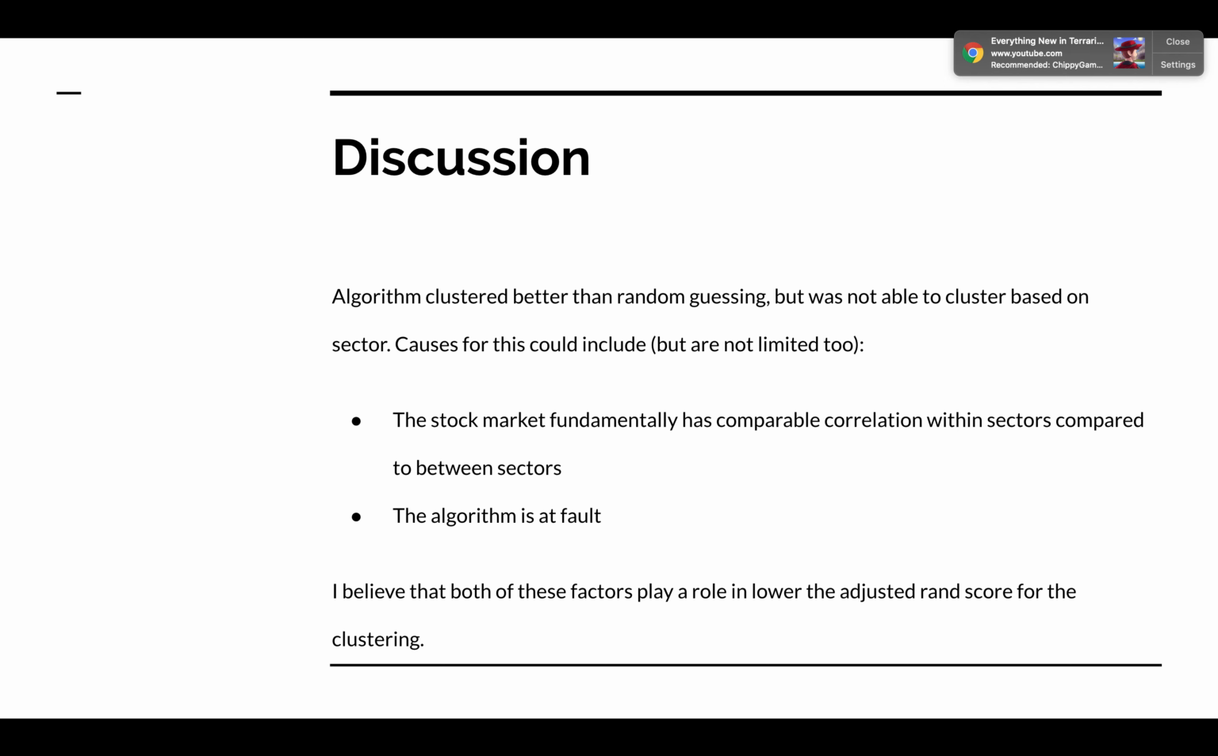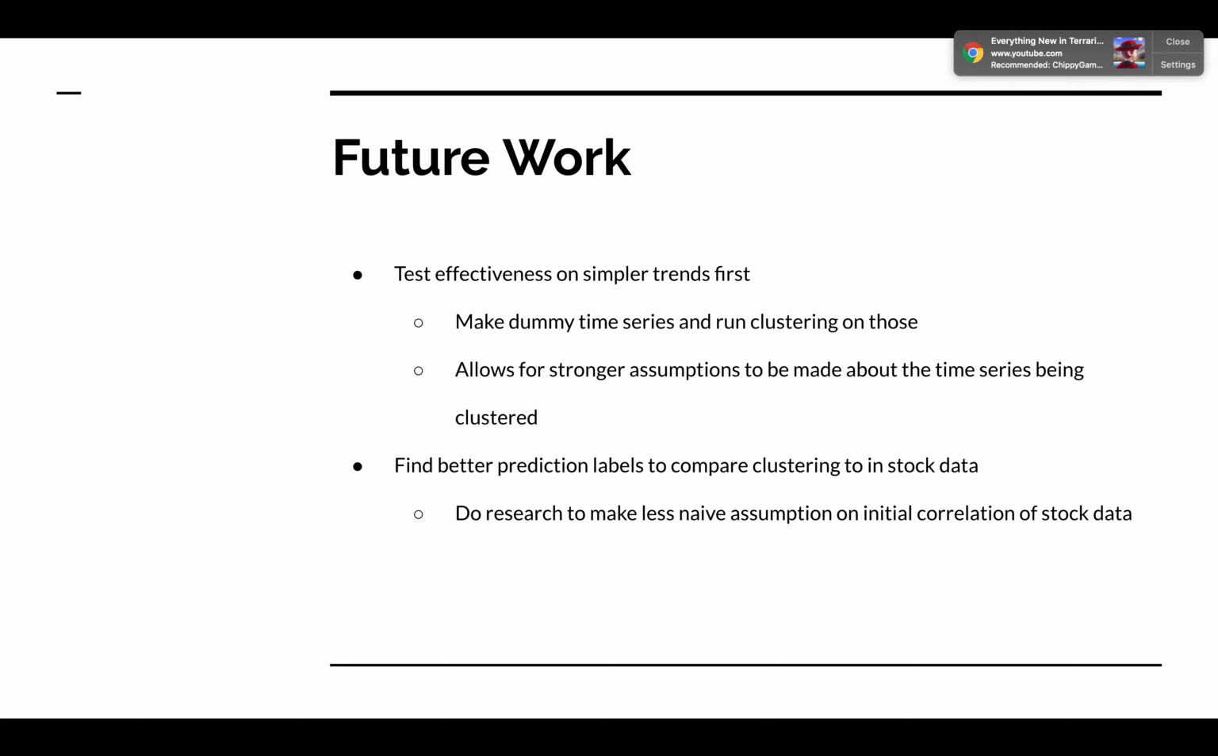The reason why this algorithm could have performed poorly was that maybe the assumption that the stocks in the sectors are uncorrelated was wrong, and also that maybe the algorithm was at fault. Both of these are probably at play, but I do think that the two sectors may not be uncorrelated enough for the correlation within them to outshine the correlation between them. I do think that it is reasonable to question that assumption. And so my future work will be based around getting rid of that assumption.